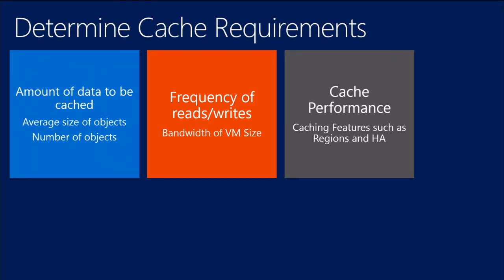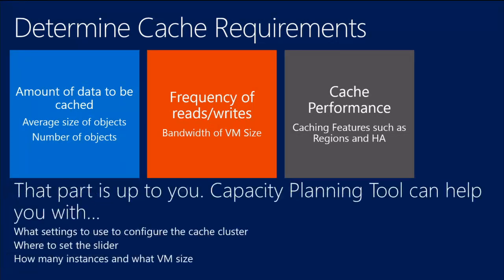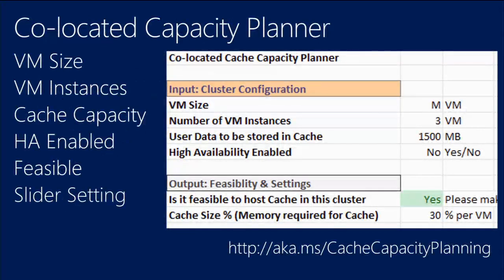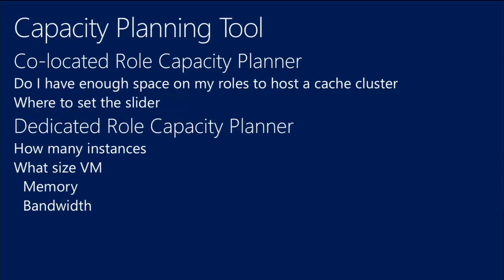These are all good questions, and they are actually up to you as the application developer, because you know how many items you need to put in the cache, and you know what your needs are. But the capacity planning tool can help you with what settings to use to configure a cache cluster that can meet your needs, to simulate some different caching scenarios and see what sort of configurations would be required. We've got a capacity planning tool, which is a spreadsheet that you can download, and I've got the URL on the next page. Basically there are two tabs on the spreadsheet, one for co-located and one for dedicated.